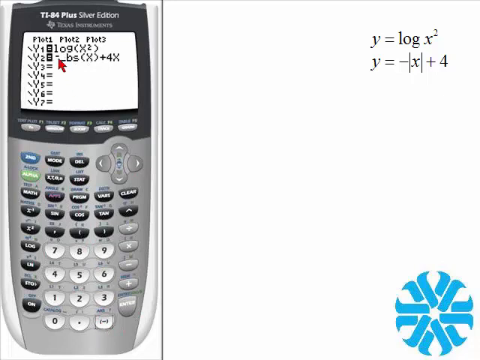Okay, so now we have the opposite of the absolute value of x, and we don't want this to be 4x, we just want it to be 4. So let's move the cursor and highlight the x, and then we can just hit the delete key. Okay, so now we have the function that we wanted. Alright, so that's just a quick review of how to use the editing keys. So now we'll go ahead and just hit graph.